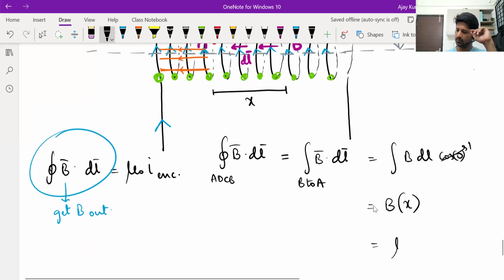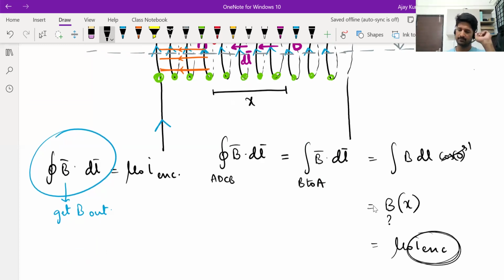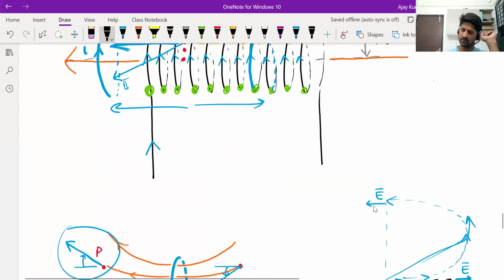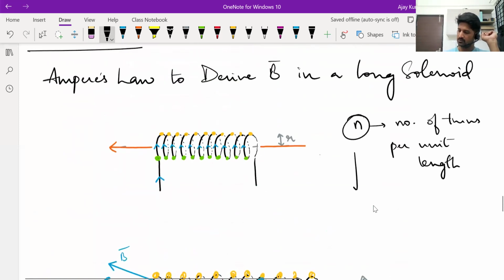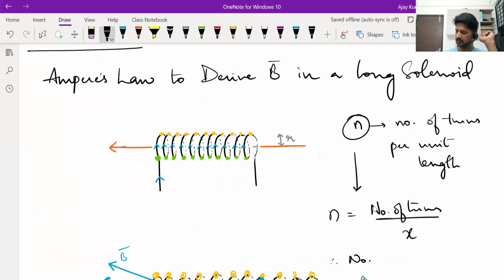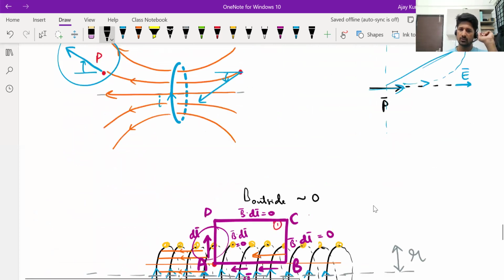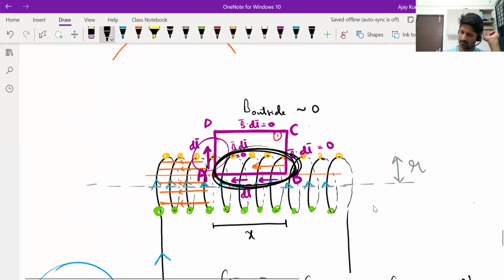Now we need to equate that to mu naught into I enclosed so that we can get B. But to get B, you need to know what is the current enclosed in that distance. For that, we'll make use of small n, which is number of turns per unit length. Small n is equal to number of turns divided by the length. Therefore, the number of turns in that length simply becomes nx. Each turn carries a current I. So the total current in this distance becomes I into nx.